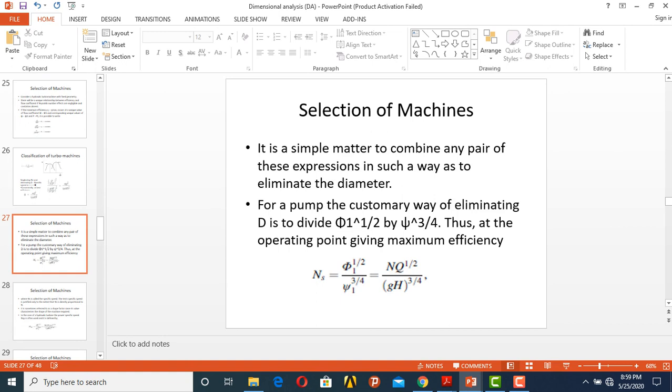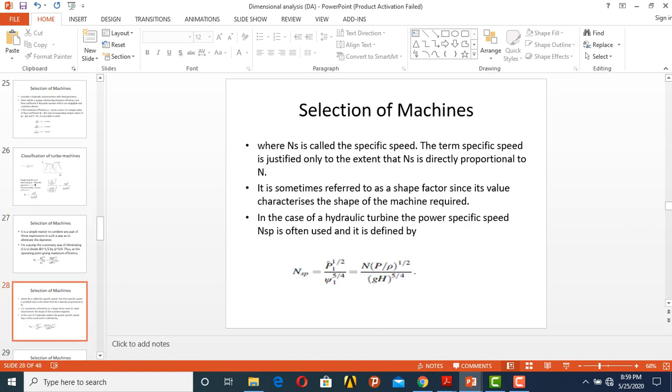So for us to achieve that, we raise the flow coefficient to the power of a half and the head coefficient to the power of 3/4 so that we can get rid of the diameter. Once the diameter is gotten rid of, what remains is what we are calling the specific speed. So this is the specific speed for incompressible flow.